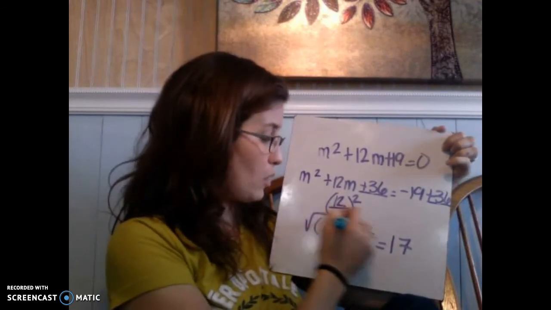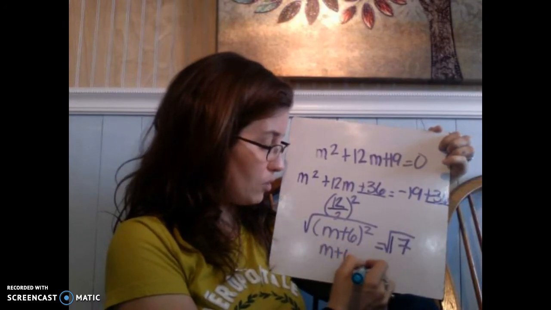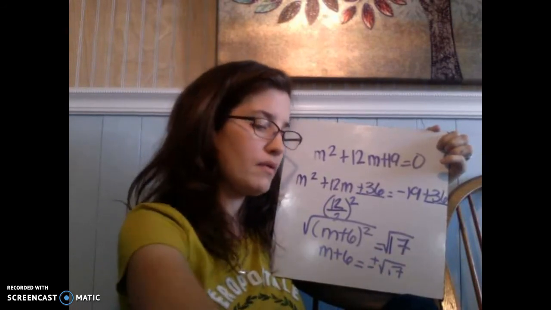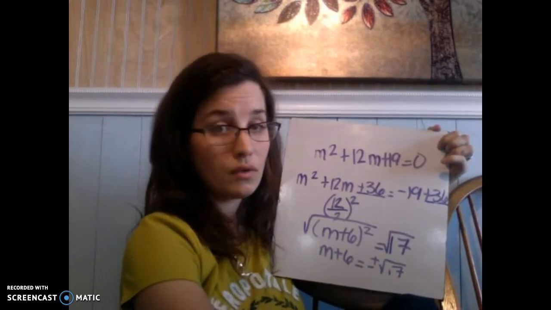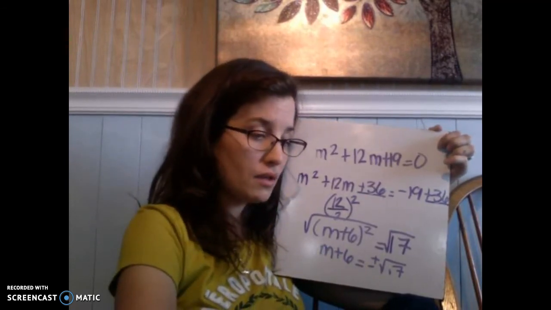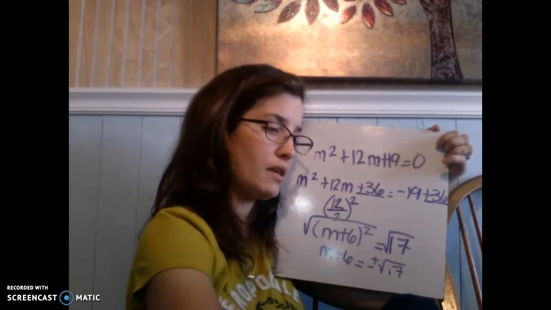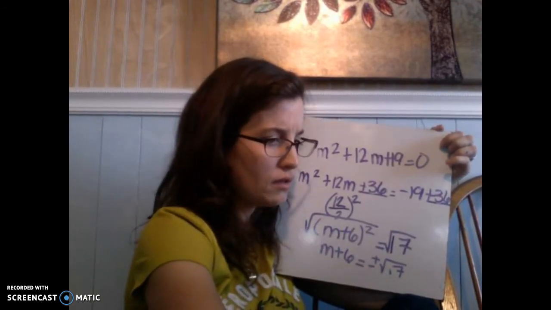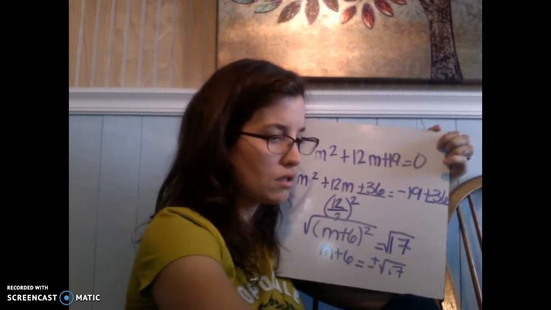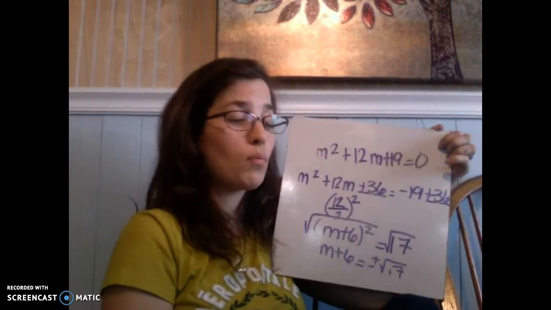So to get rid of my square, I square root it. So now I have m plus 6 is equal to the positive or negative version of the square root of 17. And the square root of 17 is very close to the square root of 16, which is 4. So it's going to be something similar. It's close to 4, let's say exact here, 4.12.